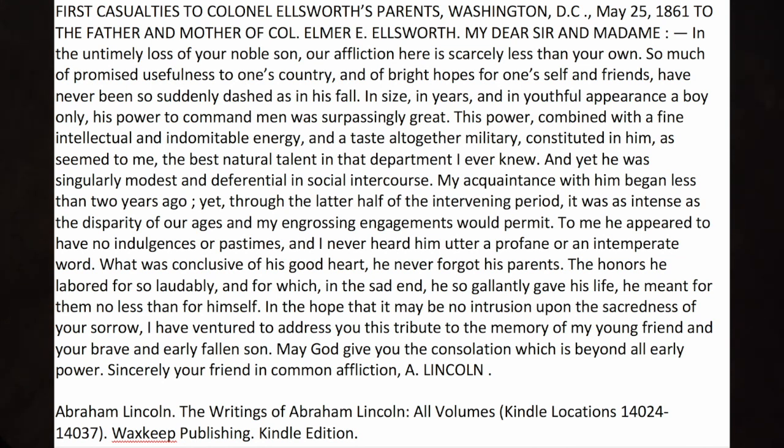I have ventured to address this to you. I have ventured to address you this tribute to the memory of my young friend and your brave and early fallen son. May God give you the consolation which is beyond all earthly power. There's a spelling error there. Sincerely, your friend in common affliction, A. Lincoln. So there's a beautiful sort of blessing at the end. May God give you the consolation which is beyond all earthly power.